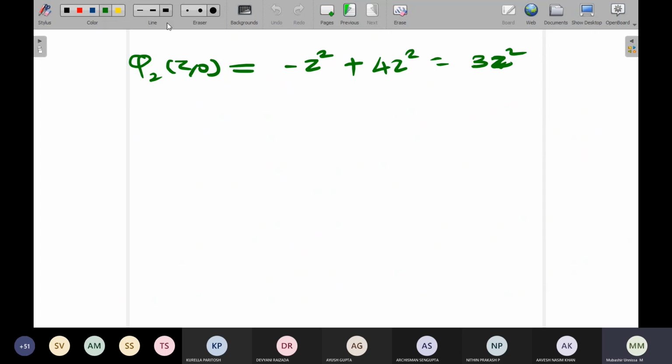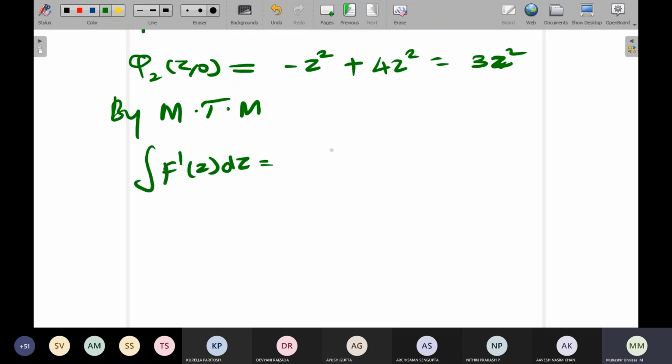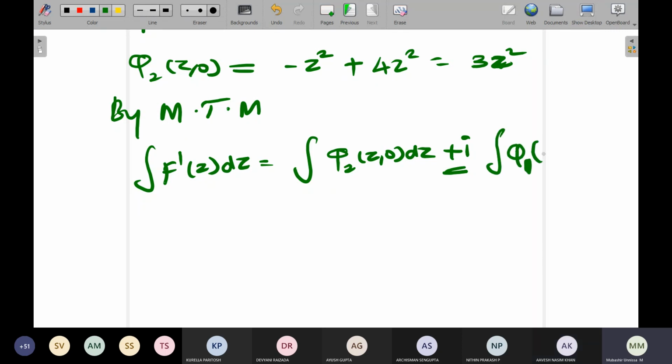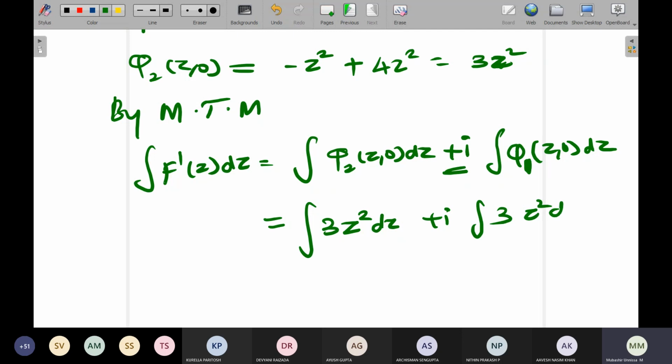Now listen, by Milne-Thomson method, integral of capital F dash of z dz will be equal to what? Can anyone tell me what it will be? Integral of phi 2 of z comma 0 dz plus, that is important, plus i into integral of phi 1 of z comma 0 dz. Now what is your phi 2? Phi 2 is 3z square into dz plus i into integral of 3z square into dz.